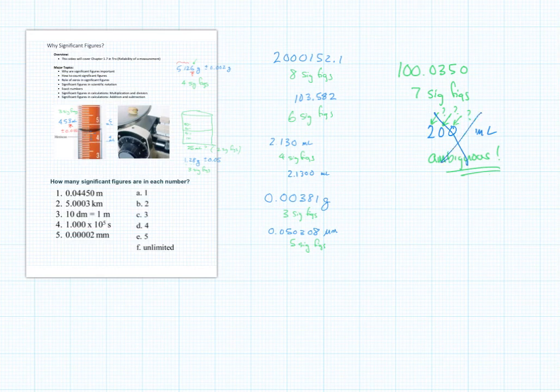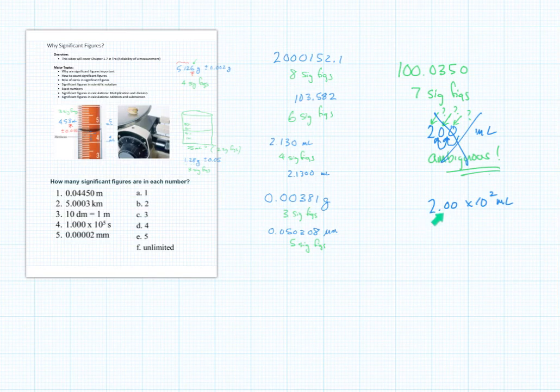A better way to do this would be to write it in scientific notation. In fact, if you write a number in scientific notation, there's no question as to what the number of significant figures is. If we write this number, 200 milliliters, as 2.00 times 10 to the 2, what we're implying is there's actually 3 significant figures. The way you count is you just count the digits on this side of the number to find the number of significant figures.